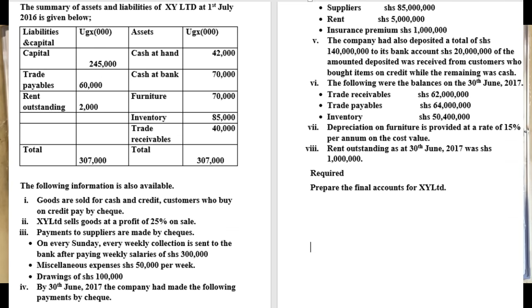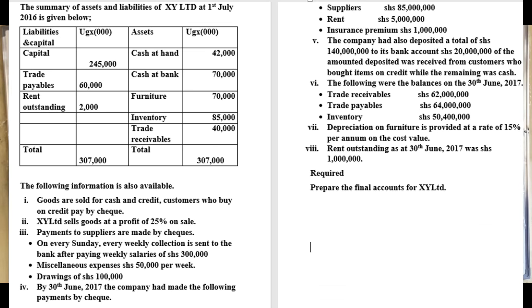So the question says, the summary of assets and liabilities of XY Limited as at 1st July 2016 is given below. Now, in this question, they've given us the summary. We have assets and then we have liabilities and equity. So we have our assets: cash at hand, cash at bank, furniture, inventory, trade receivables. Then on the other hand, we have capital, trade payables, rent outstanding. Now, what they have done, they've given us the opening balances in some sort of a balance sheet, which was the closing balance. So those are the opening balances that they've given us.